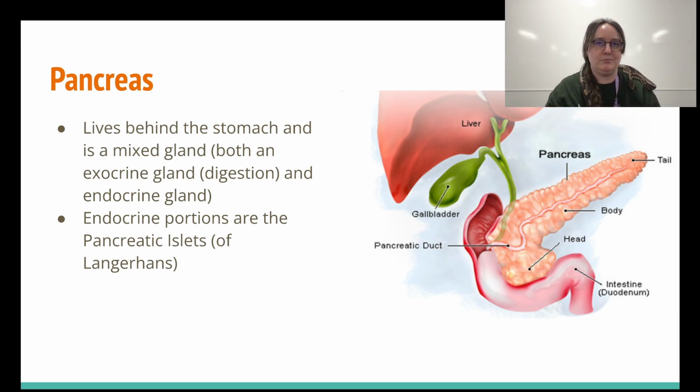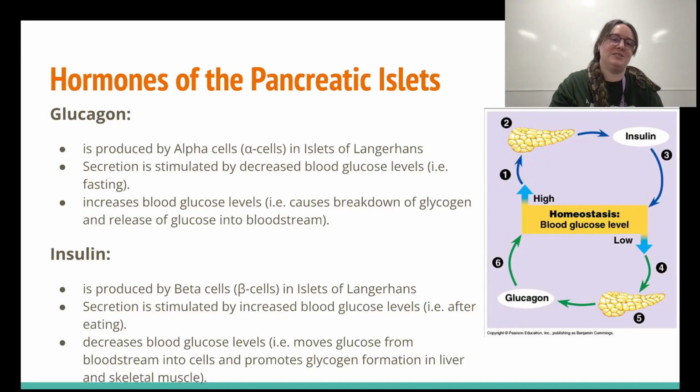So, possible test question. Anyway, endocrine portions are the pancreatic islets, or the islets of Langerhans, which I just like saying, the islets of Langerhans. Yes, you can mess with people. Where are you from? The islets of Langerhans. Oh, where's that? On my pancreas. Doesn't make sense, but it just sounds cool.